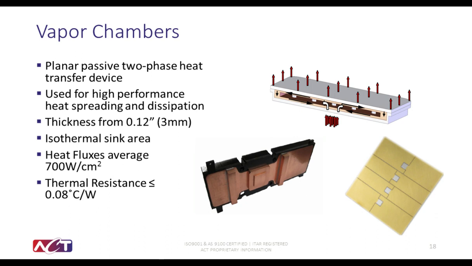Vapor chambers offer the same spreading capabilities as high K plates, but offer it at a higher effective thermal conductivity, which in turn provides a higher degree of isothermality. It can also handle higher heat fluxes, averaging about 700 watts per centimeter squared. These devices are typically found in systems that do require that high performance that a high K plate cannot meet.